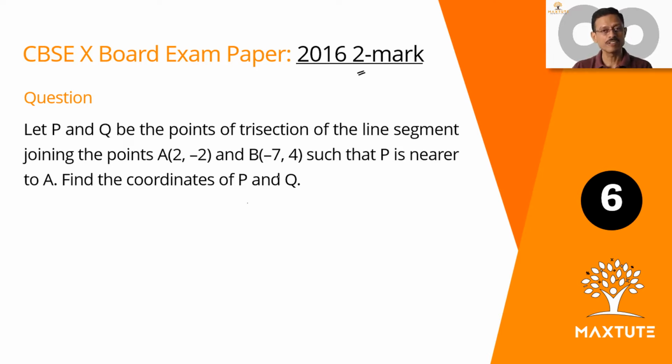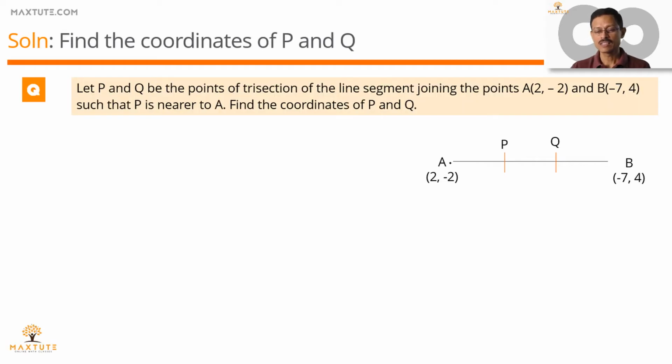Coordinates of A and B are given. We've said P is closer to A. What we need to do is find out the coordinates of points P and Q. Let's draw the schematic of how this looks. Line segment AB, coordinates are (2, -2) and (-7, 4). P and Q are such that they'll divide AB into 3 equal parts. So AP is going to be 1/3 of the length of AB, PQ is another 1/3, and QB is another 1/3. Well, let's just focus on point P.